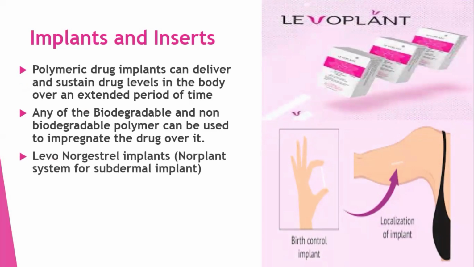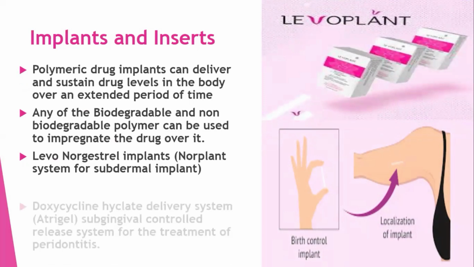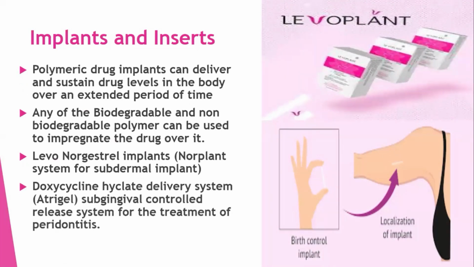Examples are levonorgestrel implants, the Norplant system for subdermal implants, and another example is the doxycycline hyclate delivery system, Atrigel, a subgingival controlled release system for the treatment of periodontitis. Periodontitis is a soft tissue infection around the teeth, and it is treated via the antibiotic doxycycline hyclate, and its implant is made.